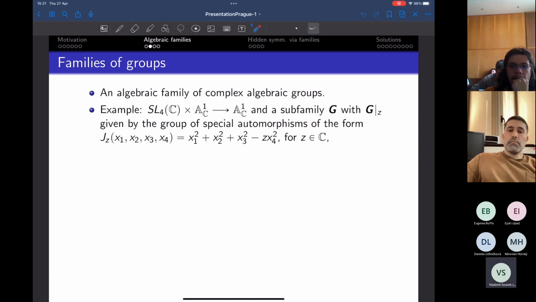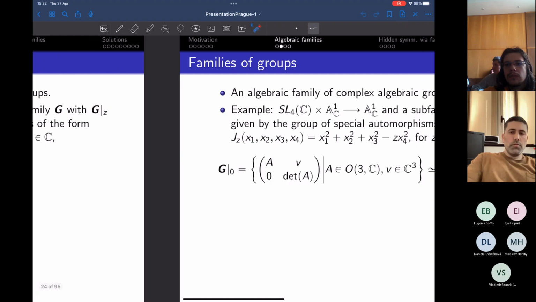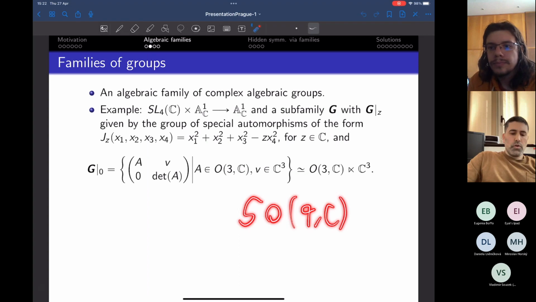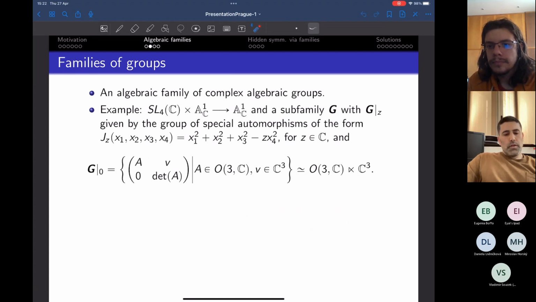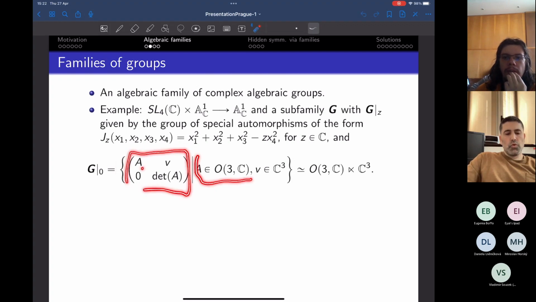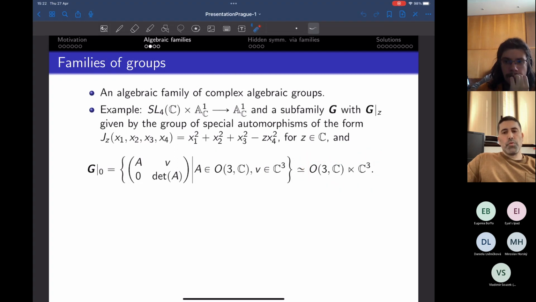Was there a question? No. Okay. So if Z is non-zero, then you get a copy of SO4C, the complex group SO4C. But if Z is zero, you get something different. You get a semi-direct product. You get this group, a matrix in block form. A is an orthogonal 3x3 matrix, V is a vector. This group is isomorphic to the semi-direct product of O3 with this vector space.